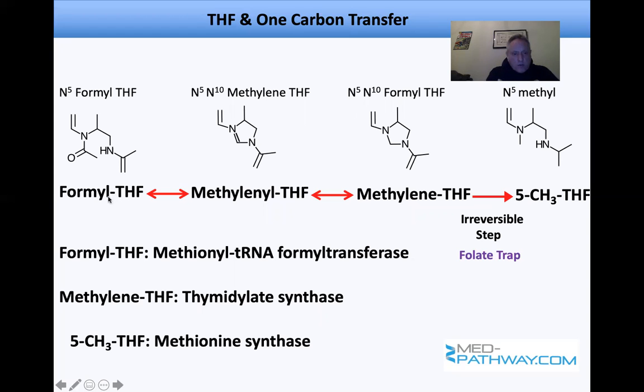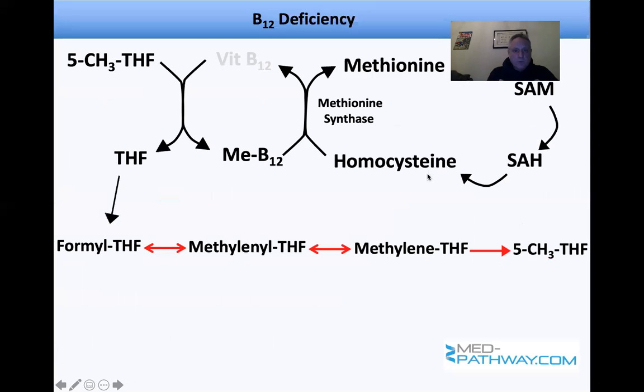But each one of these forms of tetrahydrofolate can be a cofactor for a different enzyme. For example, formyl tetrahydrofolate is used to transfer formyl groups to transfer RNAs. Then methylene tetrahydrofolate is a cofactor for thymidylate synthase, which converts uracil into thymine, and 5-methyl THF, as I mentioned, is involved in the synthesis of methionine.